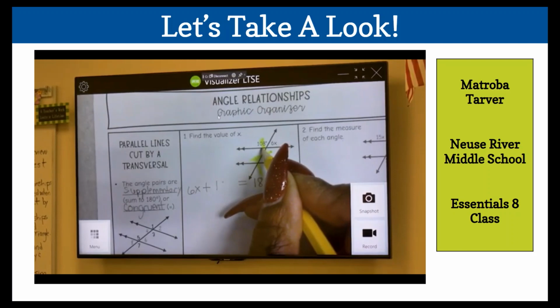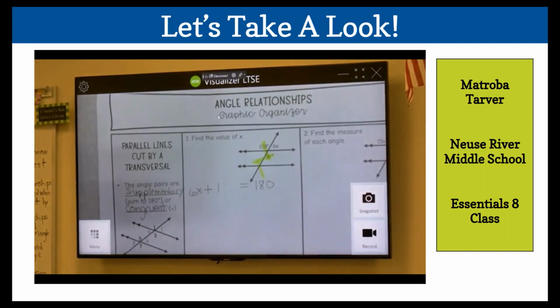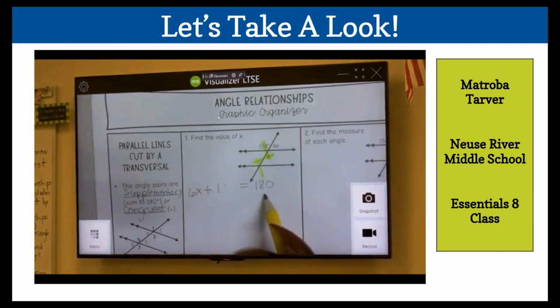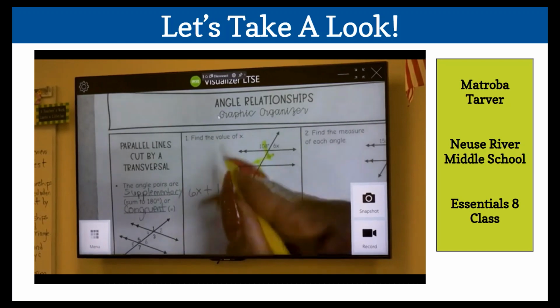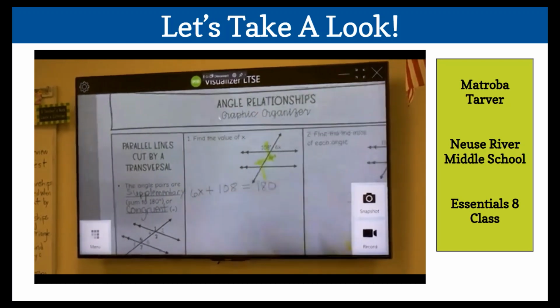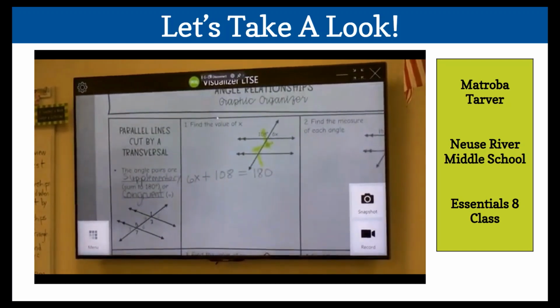What's this right here? Can you see it? Look at your paper. Look down at the paper instead of the screen. 180. Okay, it's 180 here. What's this number here? 108. 108. Okay. All right. Next.